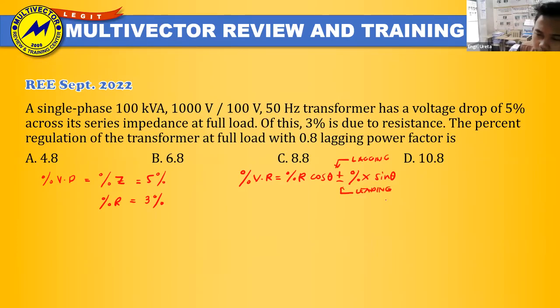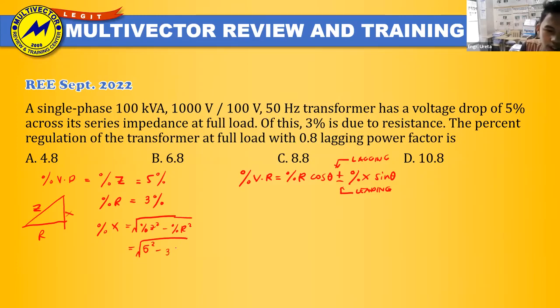Based dito sa direct formula natin, meron na tayong percent resistance, ang nawawala na lang percent reactance. Based sa ating impedance triangle, our percent reactance X is just equal to the square root of percent impedance square minus percent resistance square, which is just equals to square root of 5 square minus R square. So percent reactance therefore is 4%.